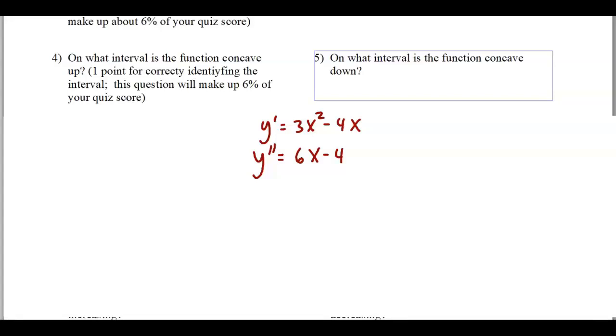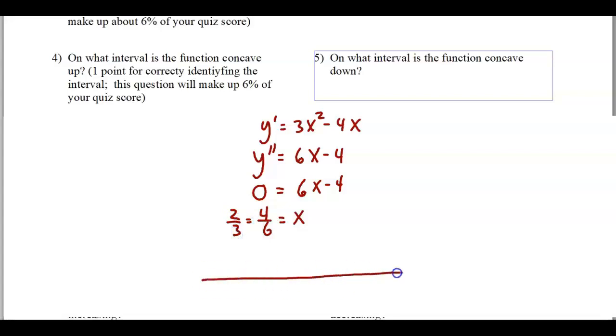Now, how can we find where the concavity is at? Well, first of all, let's find where it equals 0, and we're going to do a number line test for that. And I'll show you how to work that out really quick and how that gives us our answer. So we're going to set that equal to 0. We're going to solve. If you add 4 and divide by 6, you're going to end up with 4/6, which is 2/3. Now, I'm going to make a number line for my second derivative.